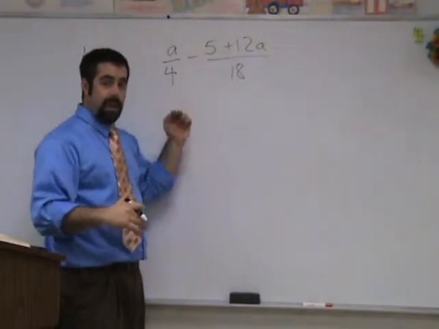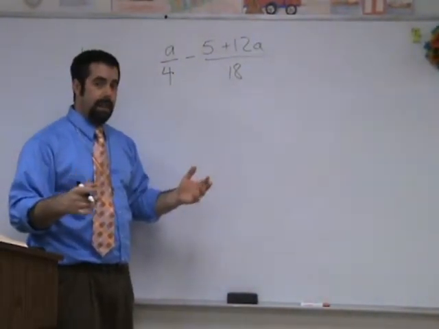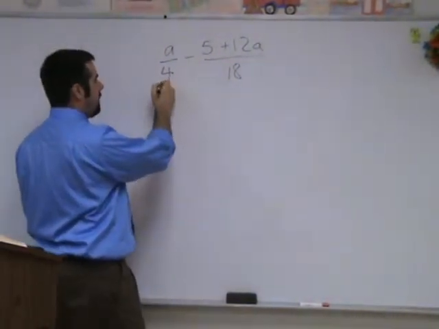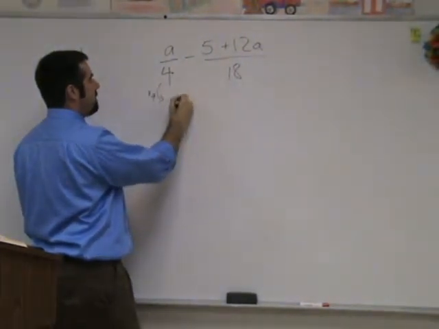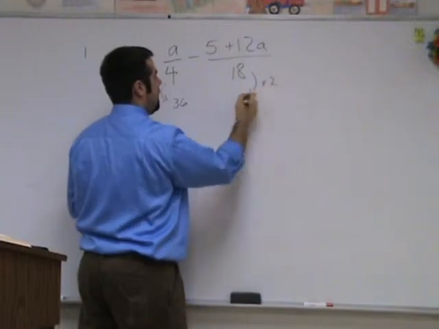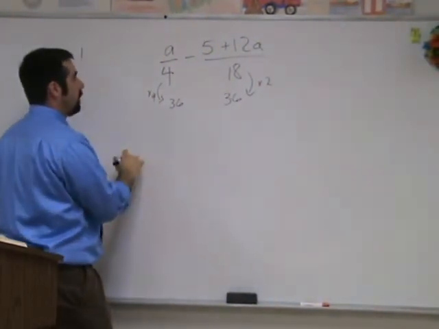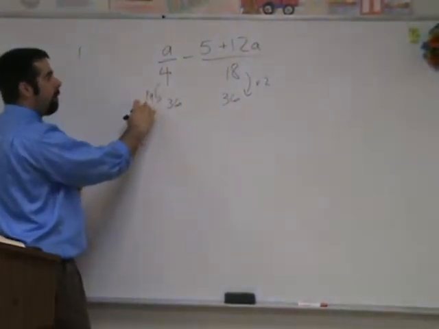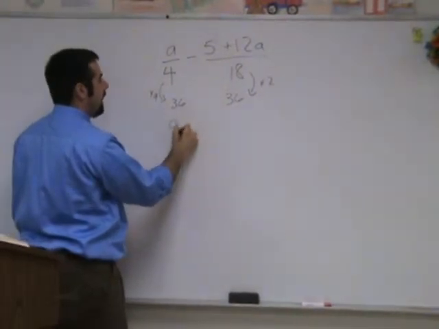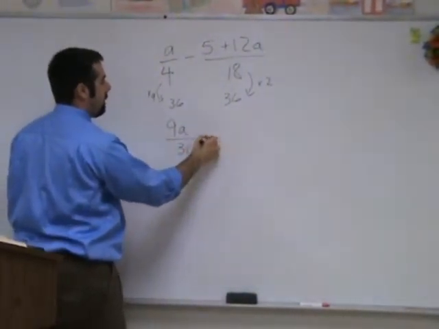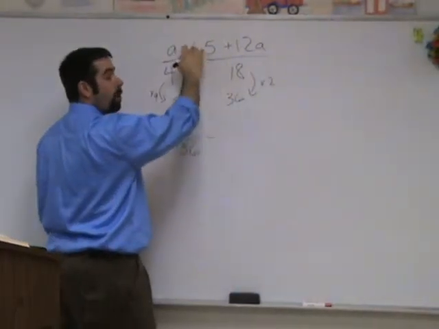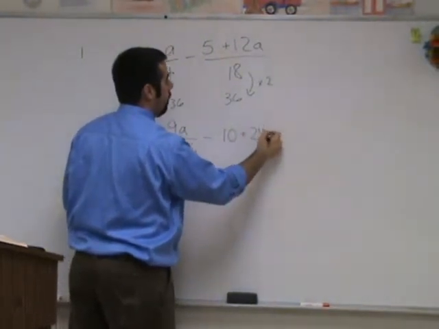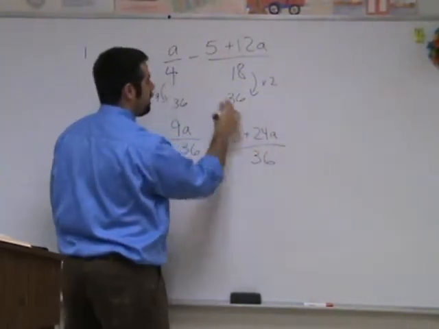All right, so our common denominator is going to be, anyone? Just kidding. 36, right? To get to 36, 4 times 9 is 36, and 18 times 2 is 36. Okay, so if I want to change this to a fraction over 36, if I multiply the denominator by 4, I have to do the same to the numerator. So this becomes 9a over 36 minus, here I need to multiply by 2, but remember it's the whole numerator. Whole numerator. So 10 plus 24a over 36. Multiply every term by that 2.